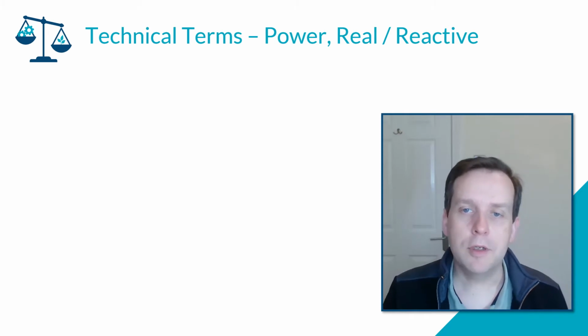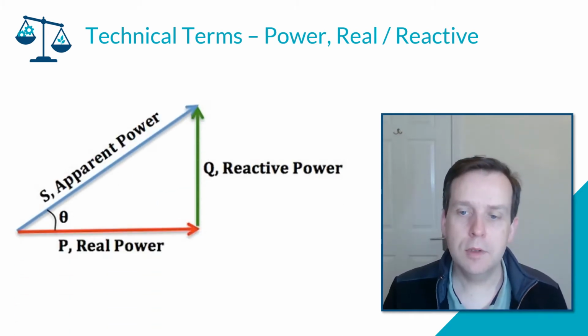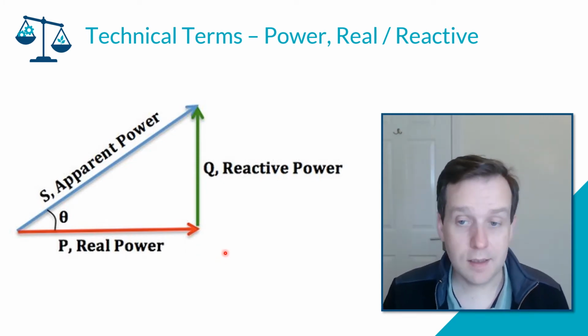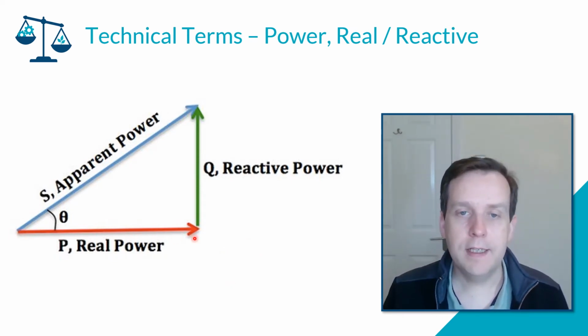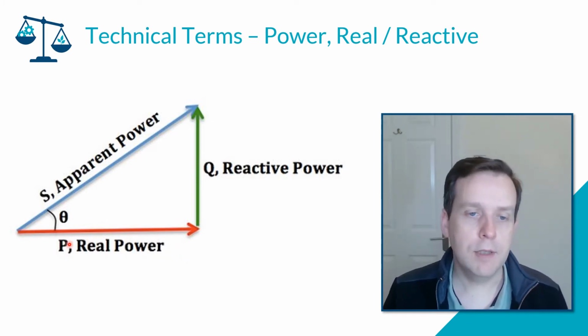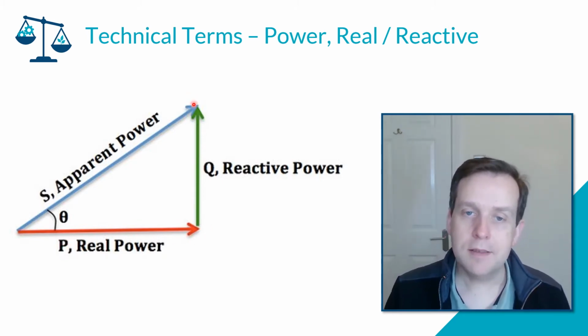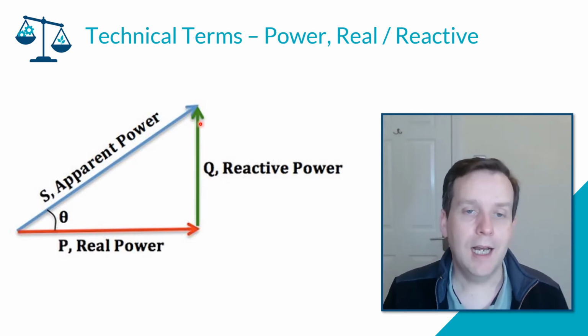So power, real and reactive. Ultimately the purpose of electricity is to deliver power, to light our homes, to heat our homes, to drive machinery. What we have here is the power triangle. So we have real power, reactive power, and apparent power. Now, a business pays directly for real power. They pay a penalty for reactive power, and what is delivered is apparent power.